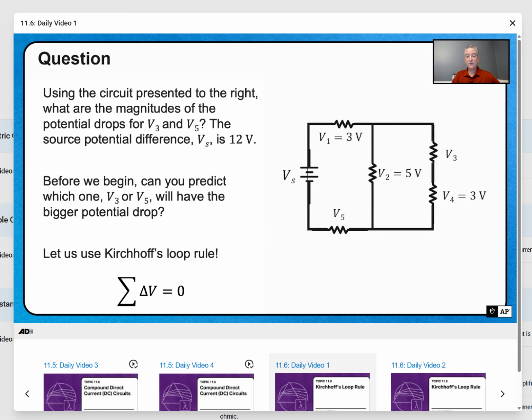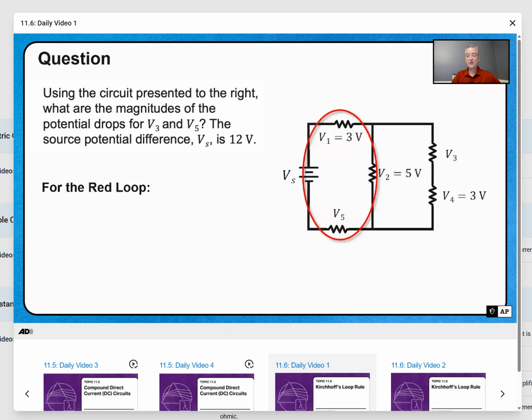But if we use Kirchhoff's loop rule, we can answer that question very easily. So how do we do that? Let's look at the red loop first. In this red loop, you can see we have the battery and 3 resistors. And for 2 of the 3 resistors, the voltage drops are actually given. Our job is to then figure out the voltage drop in V5.